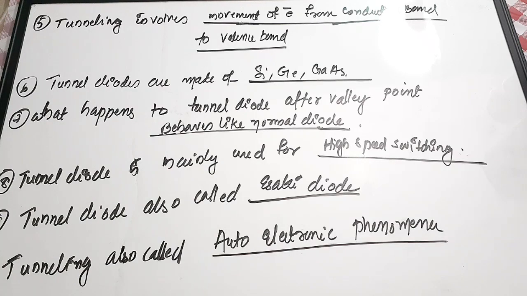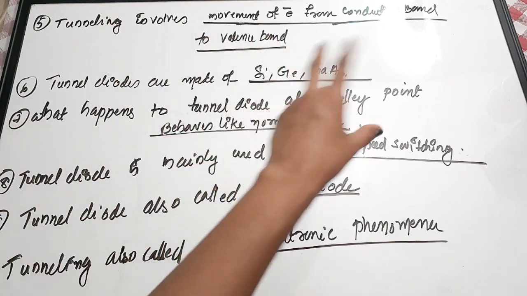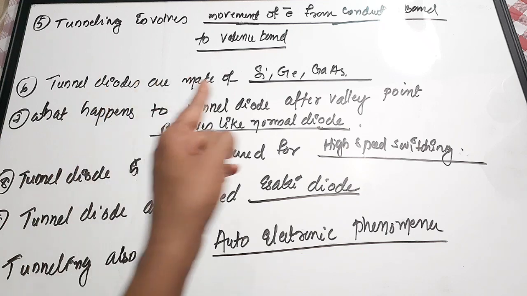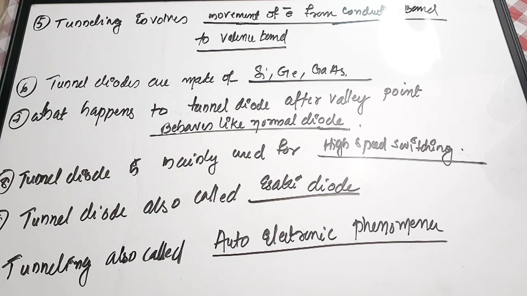The fifth question: tunneling involves dash. Tunneling involves movement of electrons from the conduction band to the valence band. That is, movement of electrons from the conduction band of the N-type semiconductor to the valence band of the P-type semiconductor. Sixth question: tunnel diodes are made of dash. Generally, they are made of silicon, germanium and gallium arsenide. These are the three materials generally preferred to make tunnel diodes.